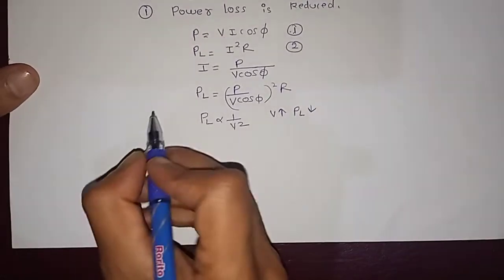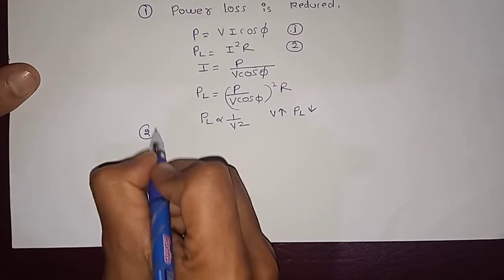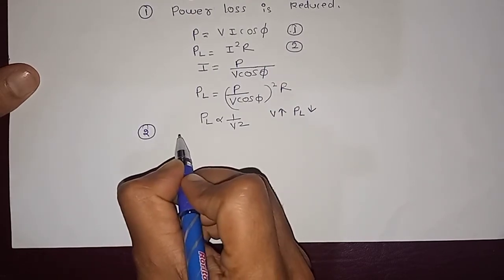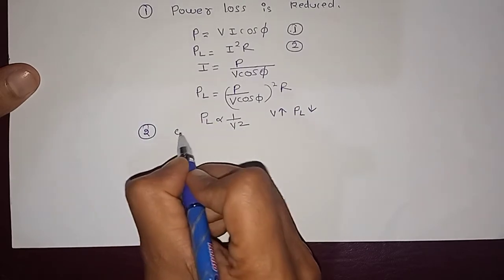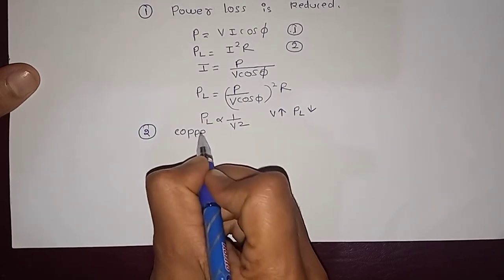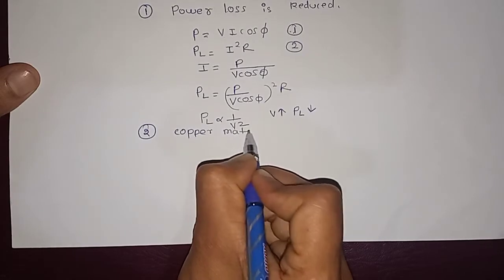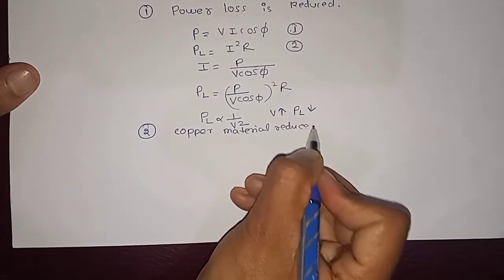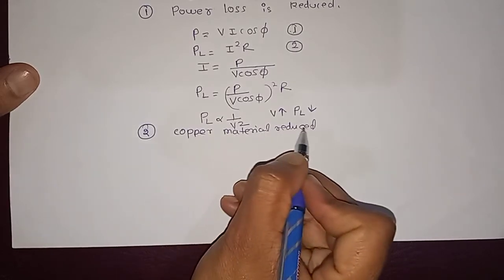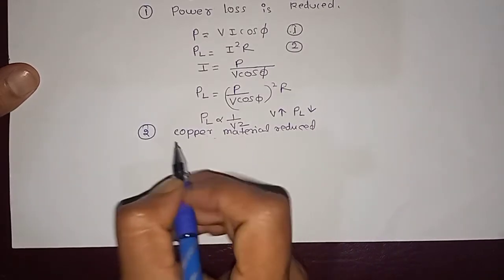Another advantage is that efficiency is improved, and also the copper material is reduced. Copper material is reduced if we are using it for the transmission line, so material will be saved.